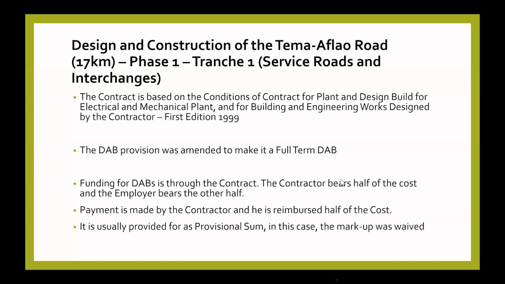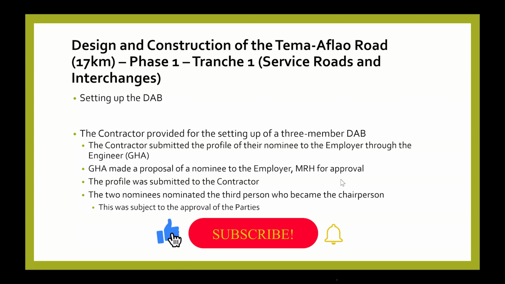And then there was provided funding in the contract. Funding for DABs is provided under the contract. That's how they are funded. The employer pays half of the bills, the contractor pays half of the bills, but all the bills are paid by the contractor, and the contractor is reimbursed half of the cost. It's usually provided as a provisional sum, but you can agree that the markup on it can be waived, and in this case, the markup was waived on this particular project.